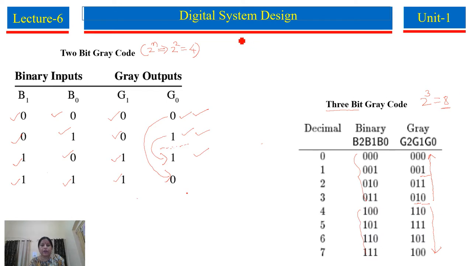Here I explain how we write 4-bit gray code. 4-bit gray code means the possible combinations are 16. So 16 divided by 2 means 8. So first of all you write eight 0s.